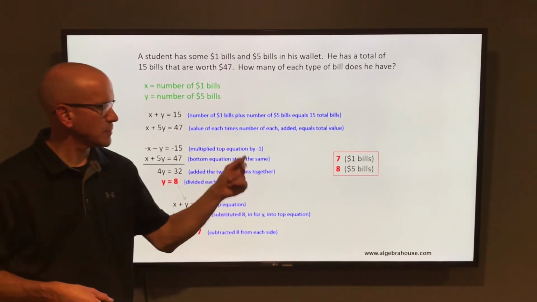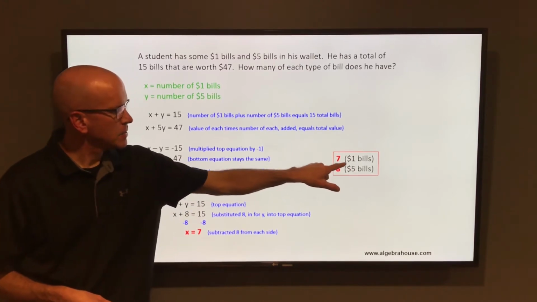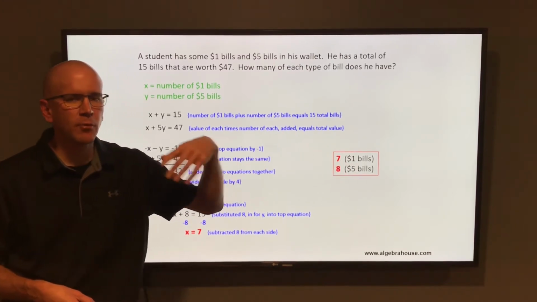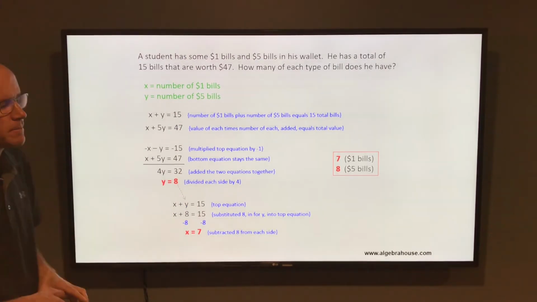And total those up just to check this. 8 $5 bills, that'd be $40. 7 $1 bills is $7. 40 plus 7 is $47. Don't spend it all in one place.